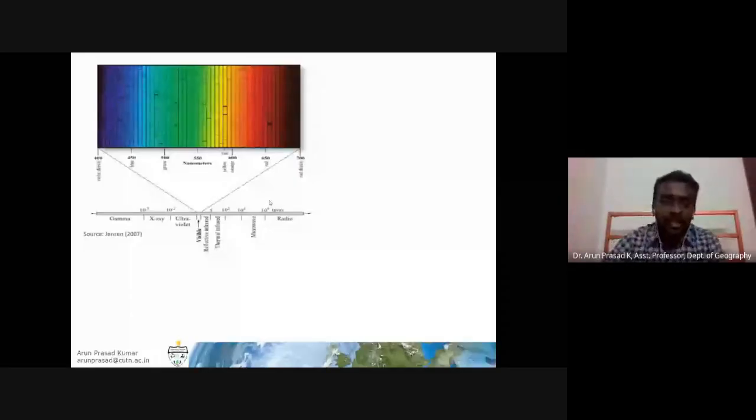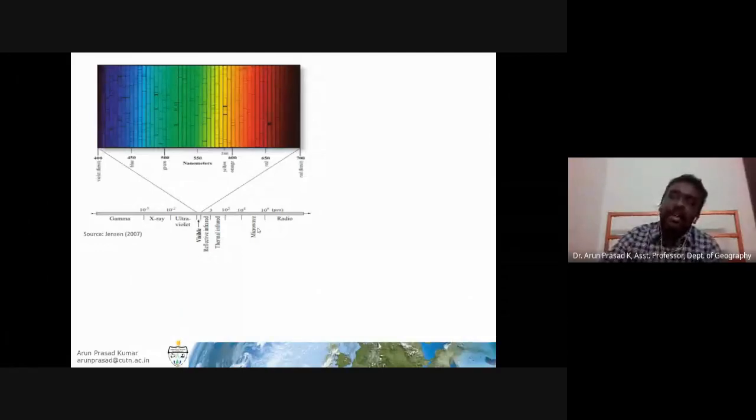So we have to recall the quantum theory. We have seen that Q is equal to hc by lambda, so energy is inversely proportional to the wavelength. In remote sensing, we usually use the region from visible to thermal infrared and microwave. Only this region is used in remote sensing. This is because from the quantum theory, if the wavelength is shorter, the energy will be higher. So gamma rays, X-rays, and ultraviolet rays are shorter wavelength EMR, so obviously they have higher energy.